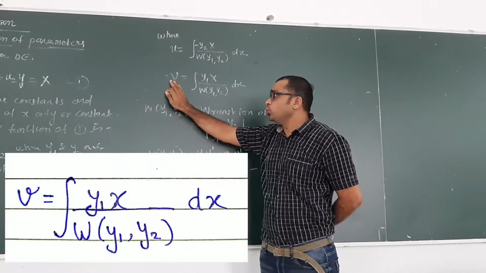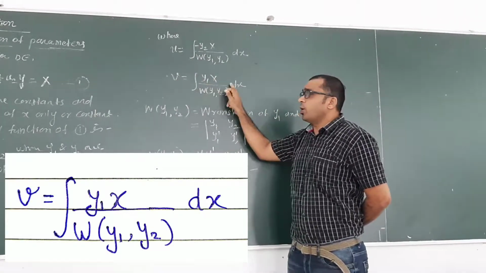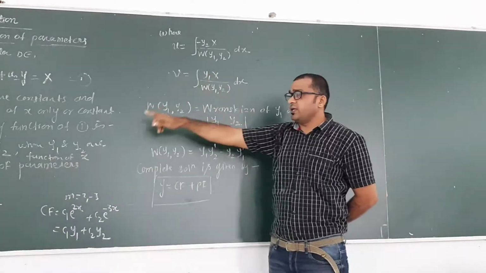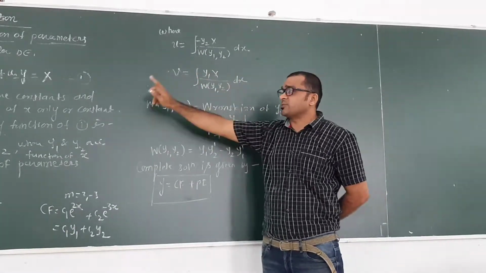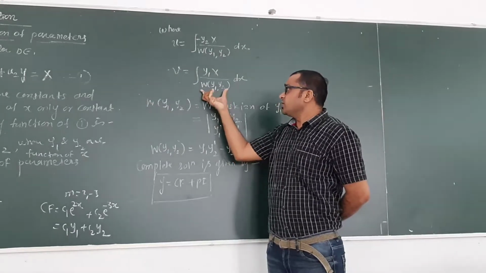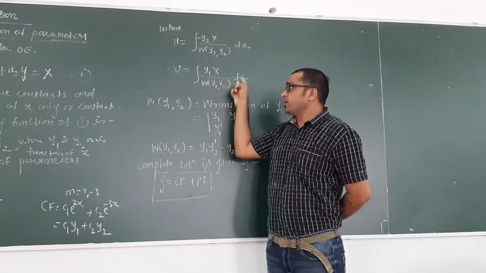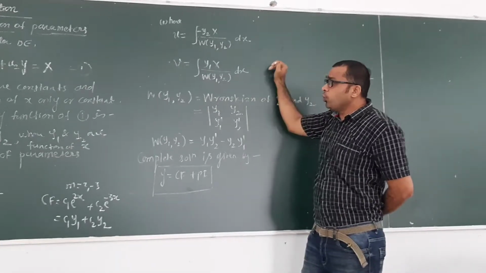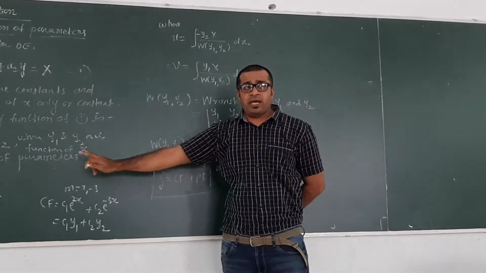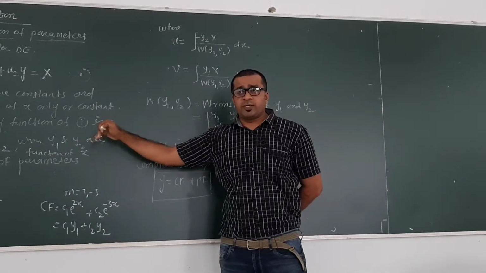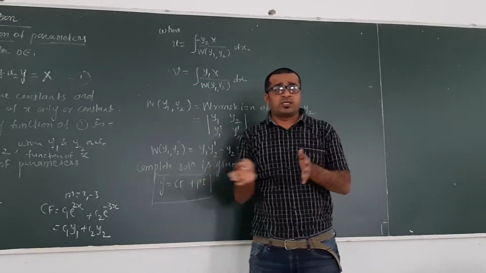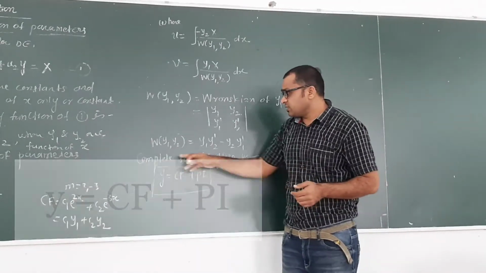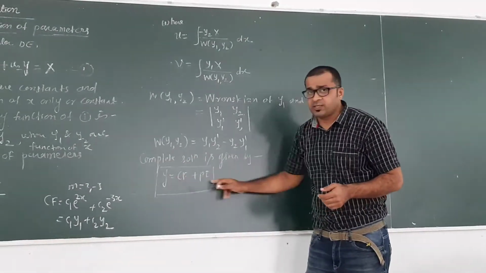Similarly we have the formula for v. It is v equals the integral of y1 X upon Wronskian of y1 y2 dx. y1 from CF, then X is the RHS part of the equation, and the Wronskian is already calculated. Put it here and evaluate this integral, and put these values of u and v in the PI. PI is u into y1 plus v into y2, and the complete solution is y equals CF plus PI. Okay, that results in the complete solution.